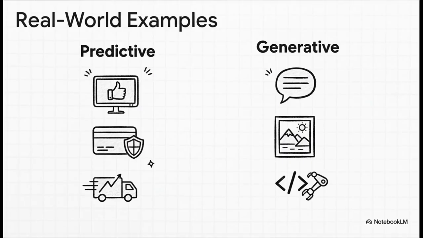And here's the crazy part. You use both of these every single day, probably without even thinking about it. Predictive AI? That's Netflix suggesting your next binge watch, or your bank flagging a weird charge on your card. Generative AI? Well, that's ChatGPT writing an email for you, or Midjourney creating some incredible image from a text prompt, or GitHub Copilot helping a coder write software. So yeah, one predicts, the other creates.